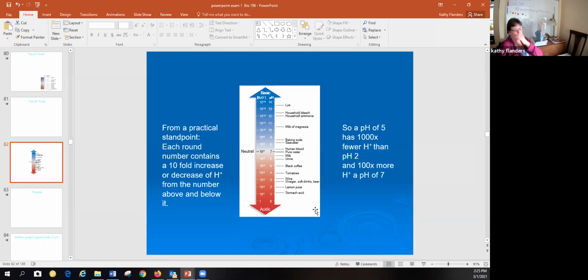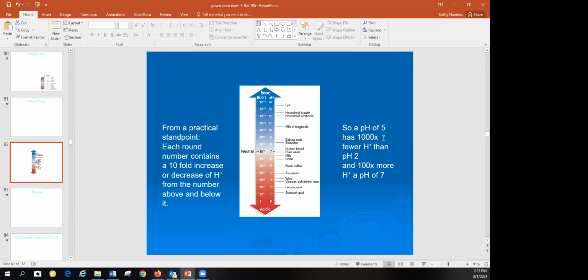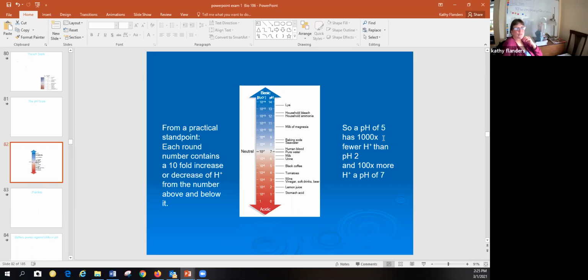Okay. Need to write that down somewhere. Take a picture of this. So a pH of 5 has 1,000 times fewer hydrogen ions than a pH of 2, but it still has 100 times more hydrogen ions than a pH of 7.